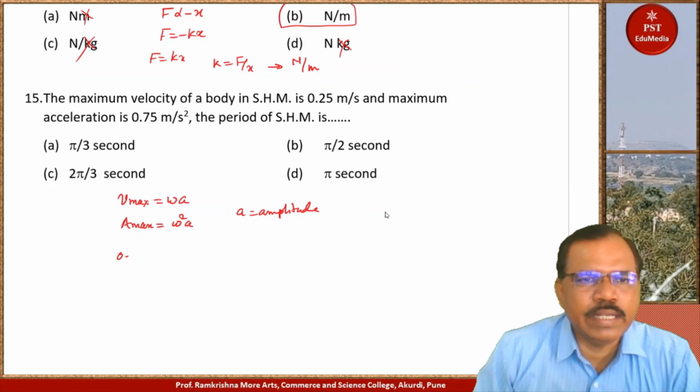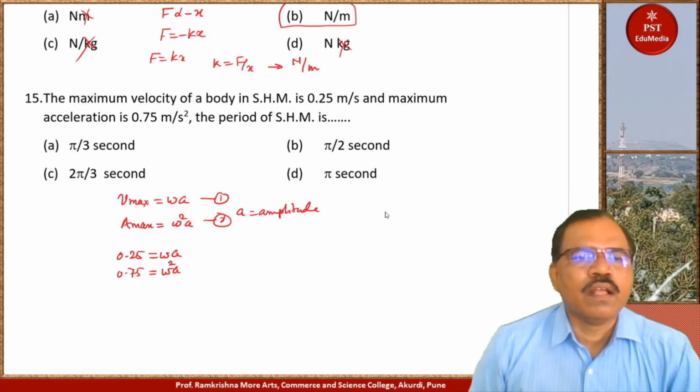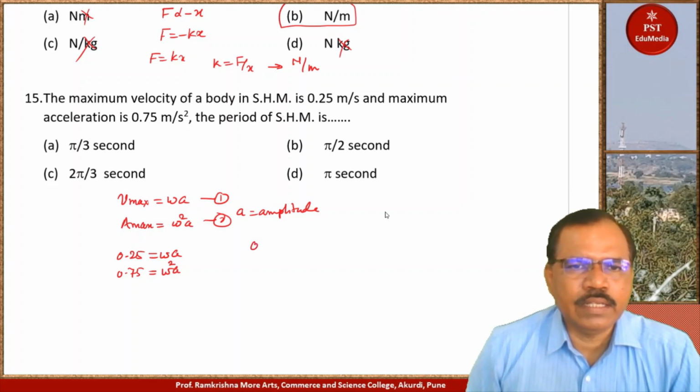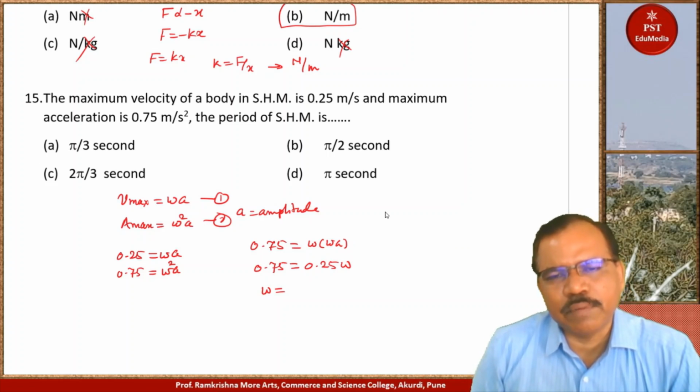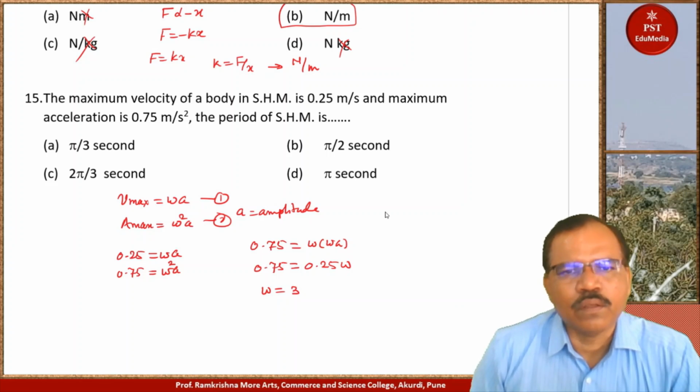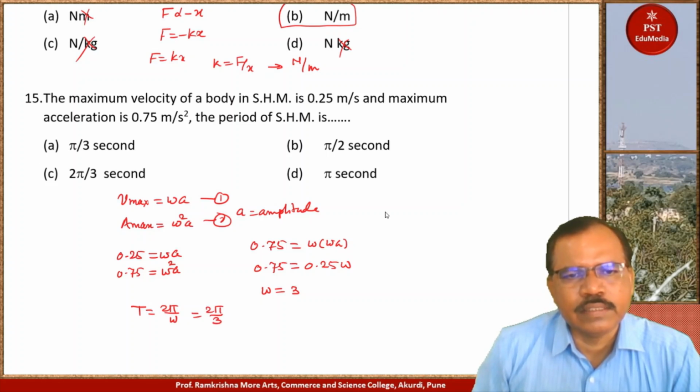So Vmax is given, that is 0.25 is equal to omega into A from first, and 0.75 is equal to omega into omega square A from this second. So here now we can write 0.75 is equal to omega into omega A. So 0.75 is equal to 0.25 into omega. So omega is 0.75 divided by 0.25, that is 3. Omega is 3. And now what is period? Period T is equal to 2 pi upon omega. So we will get 2 pi by 3 seconds.